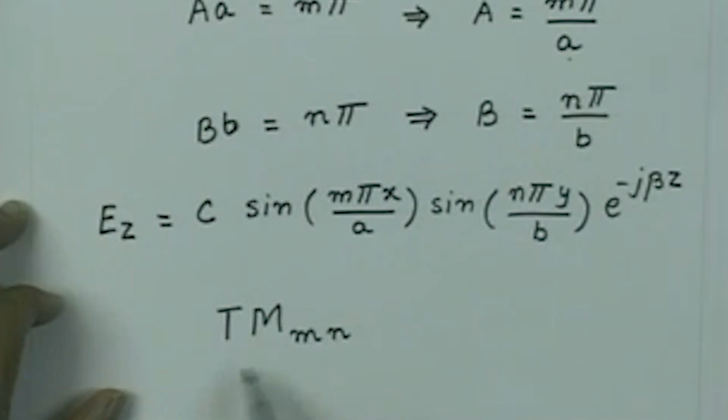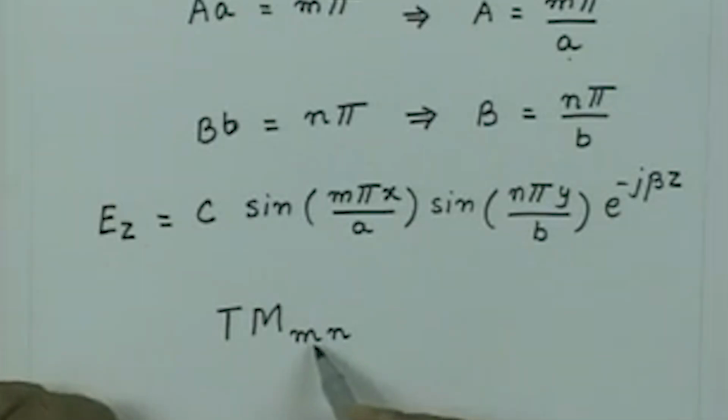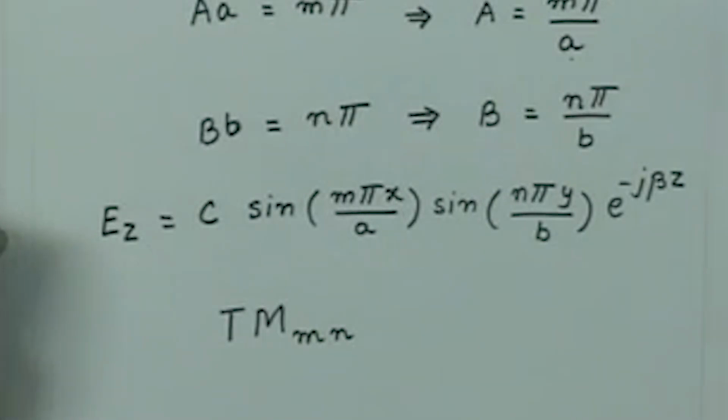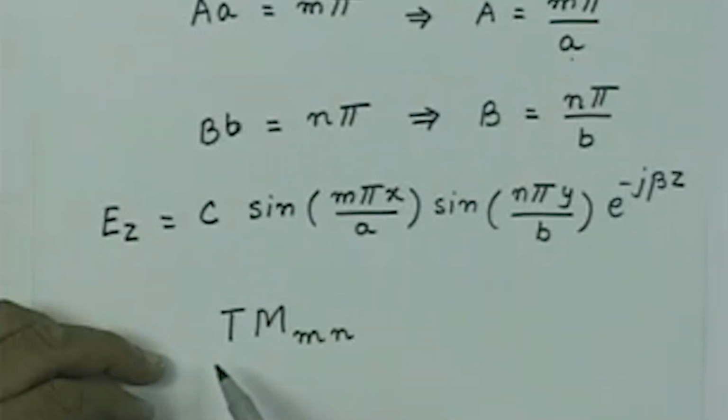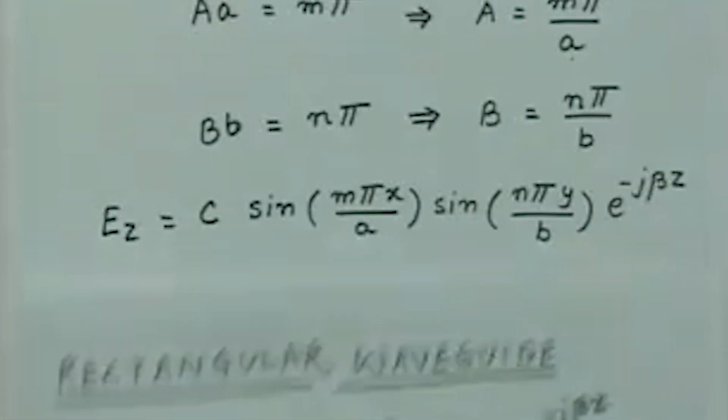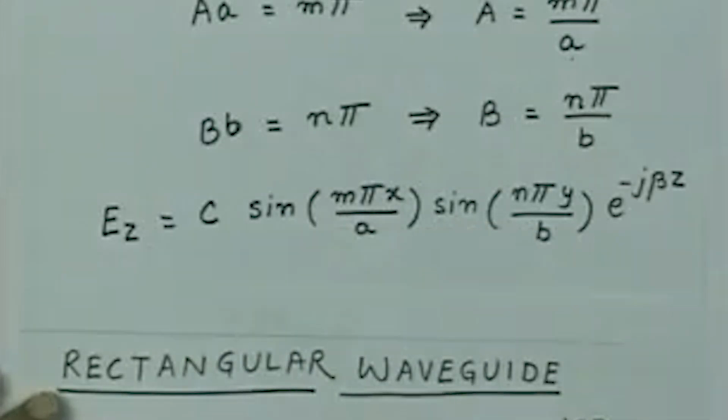So, when we write a mode TM mn, the first index tells me the field variation along the broader dimension, the second index tells me the field variation along the shorter dimension. Also, we will note here that if m equal to 1, then when x varies from 0 to a, you have essentially one half cycle variation. If I take m equal to 2, I have one full cycle variation, and so on, and the same thing is going to happen in the y direction.